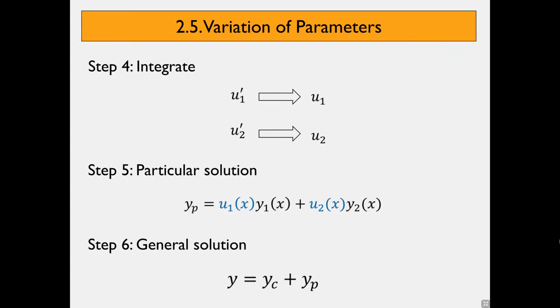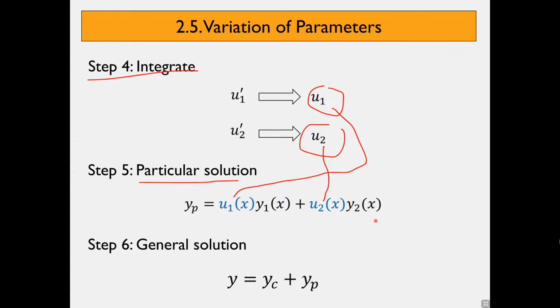Now, how to calculate u1? You integrate u1 dash, because this is du1/dx. You integrate, then you find u1. This is du2/dx. So you integrate, you can find u2. So for the final particular solution, you take u1, you put it here, and then u2, you put it here.